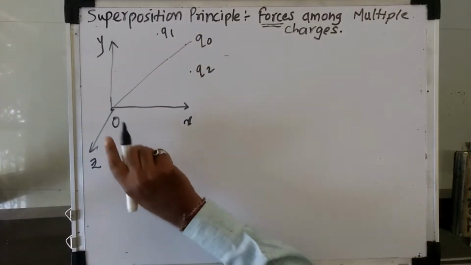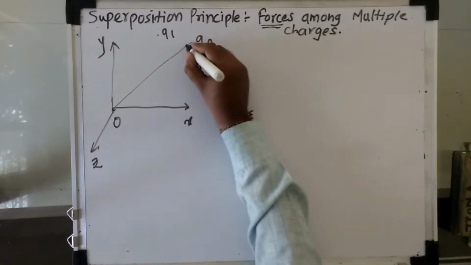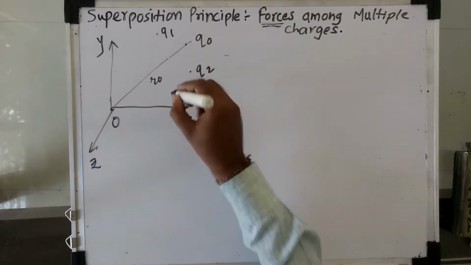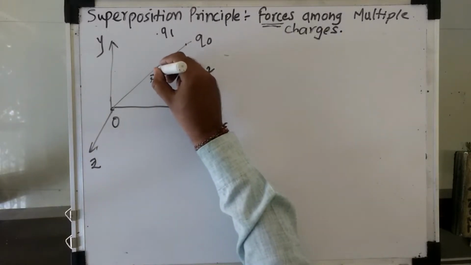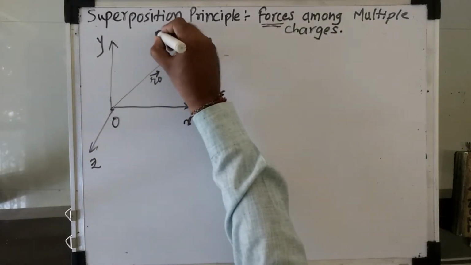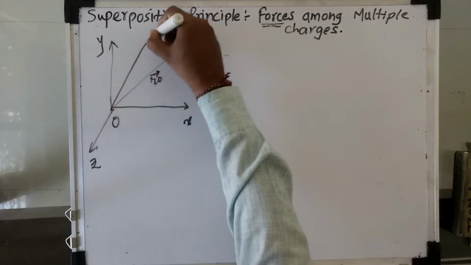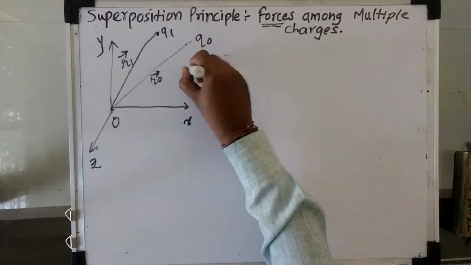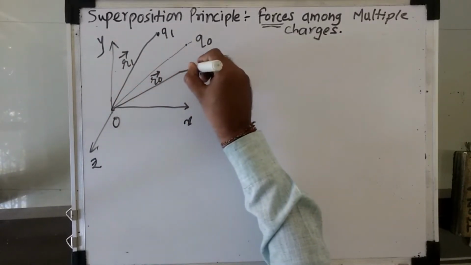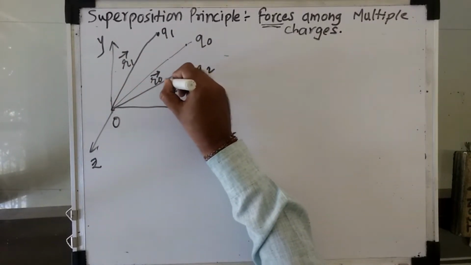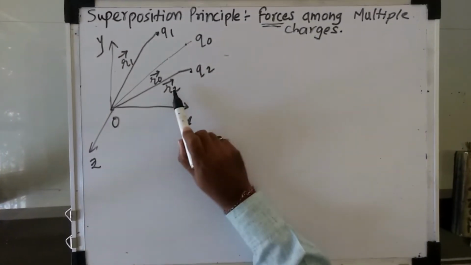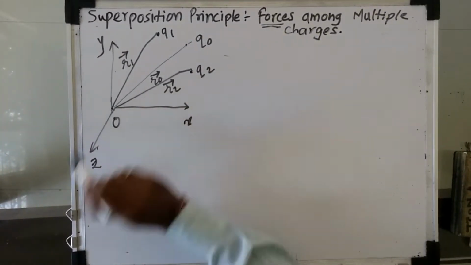Their distance from the origin O is, suppose, r0 bar, denoted by the distance vector r0 bar. The distance of charge q1 is r1 bar, while the distance of q2 from origin O is r2 bar. So these are the distance vectors, or I will say the position vectors from the origin O.